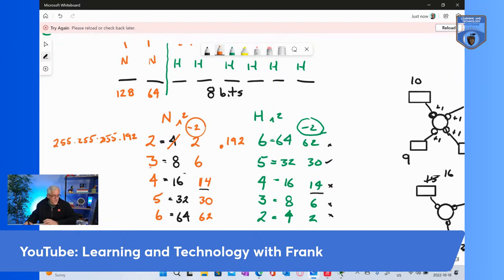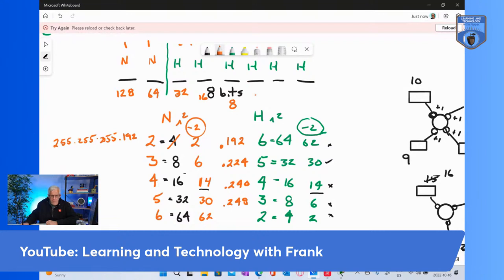I'll give you a couple of seconds just to maybe pop it into your head. What would I do? I'd borrow 3 bits. I grab the 32. Now it's going to be 224. What if I want to borrow 4 bits? I'll grab the 16. Now it's going to be 240. What if I want to borrow 5 bits? I'll grab the 8. It's going to be 248.